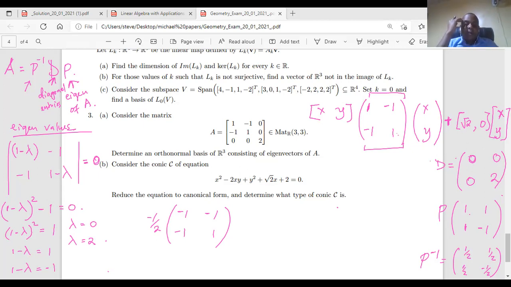I didn't know we could use matrices to classify conics. I just discovered that today, thanks to you. And it's really working nicely.